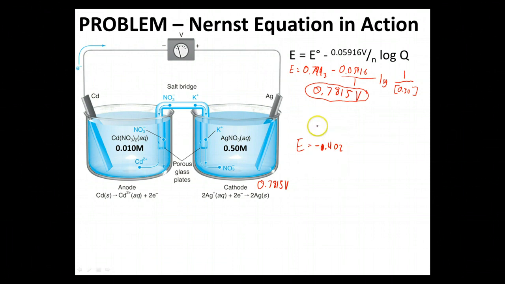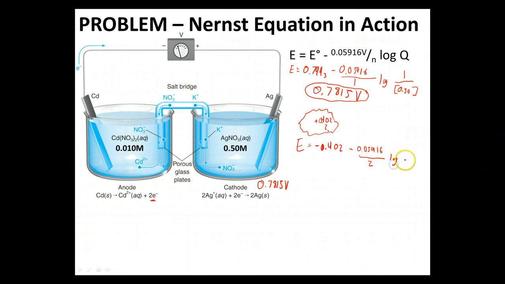What I'll do is, just as a reminder, I'll put plus 402 with a question mark right here. We're going to come back to this in a second. All right, so I've got that number. Let's go ahead and do my minus 0.05916. How many electrons were being passed? Well, we say that balanced chemical equation has 2 electrons. So it's going to be over 2.